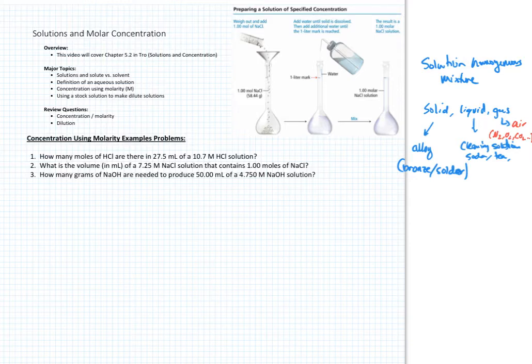Lots of different liquid solutions we can come up with, and the ones I've named here, like cleaning solutions and soda, those all have water as our main component. And then alloys, any types of solid solutions, we come up with different types of alloys or whatever. So we have a couple of names we use. We call them the solute and the solvent. The solvent is the component with the highest percentage.